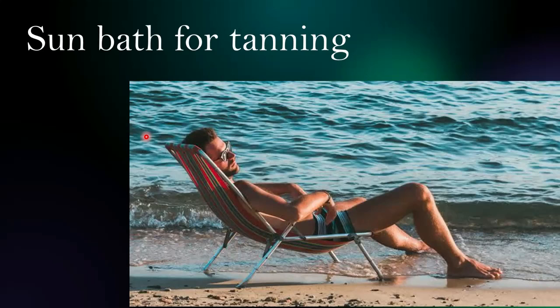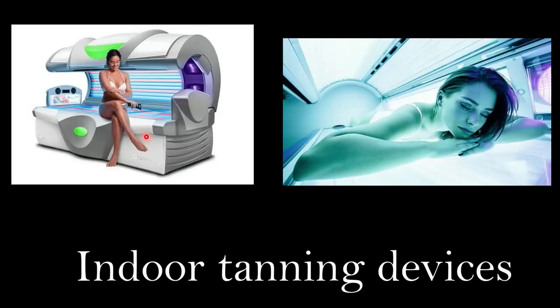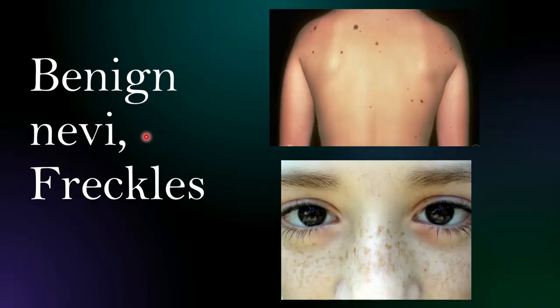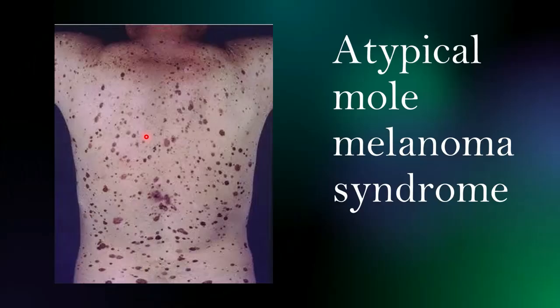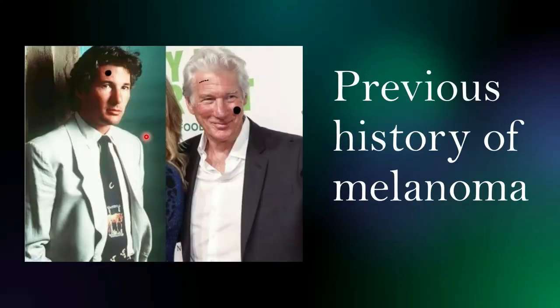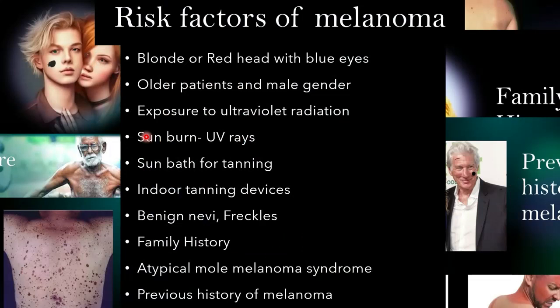Sunbathing for tanning is also a risk factor for melanoma. Indoor tanning devices, another risk factor. Benign nevi and freckles have more chance to have melanoma. Family history of melanoma, there is increased chance, 3 to 7% increased risk of melanoma. Atypical mole melanoma syndrome, multiple moles, more than 5 moles are seen in the body of the patient. Previous history of malignant melanoma. So, these are all the risk factors of melanoma.